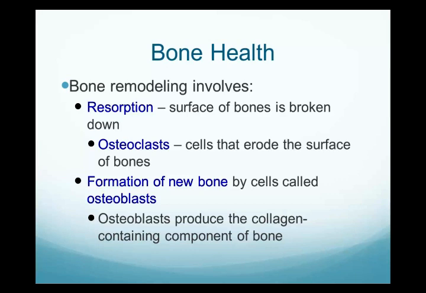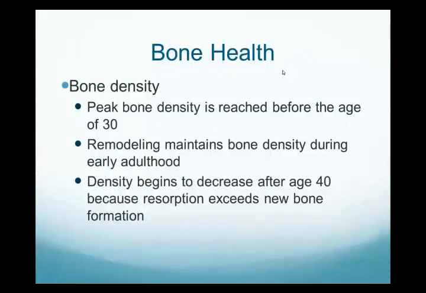And then we have the formation of new bone cells, because obviously if you're going to get rid of the old, you need to come in with the new. The formation of new bone cells is done by cells called osteoblasts. A great mnemonic that I was taught many years ago is osteoblasts, with the B, B for building, and the C in osteoclasts is for consumption. So osteoblasts, the building cells, will produce mostly the collagen-containing component of the bone.